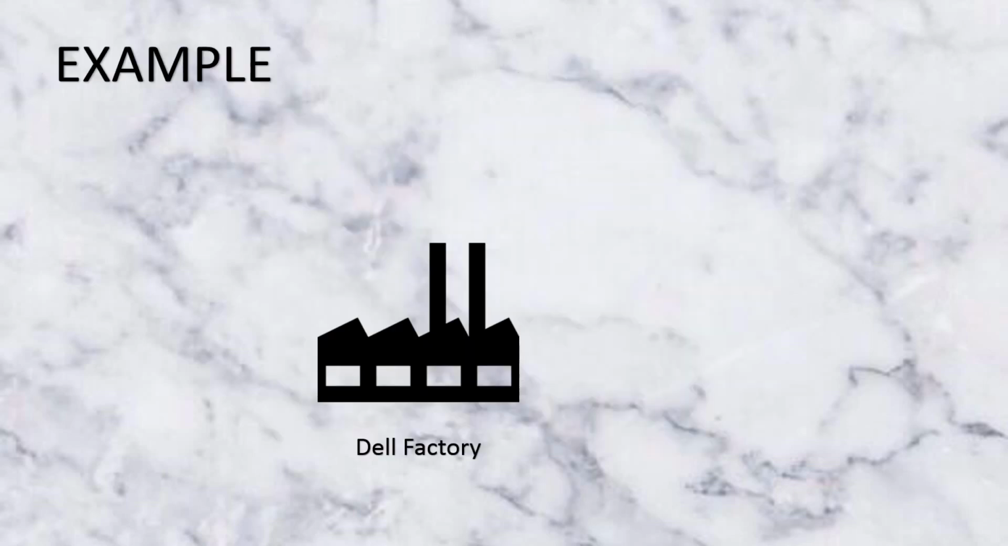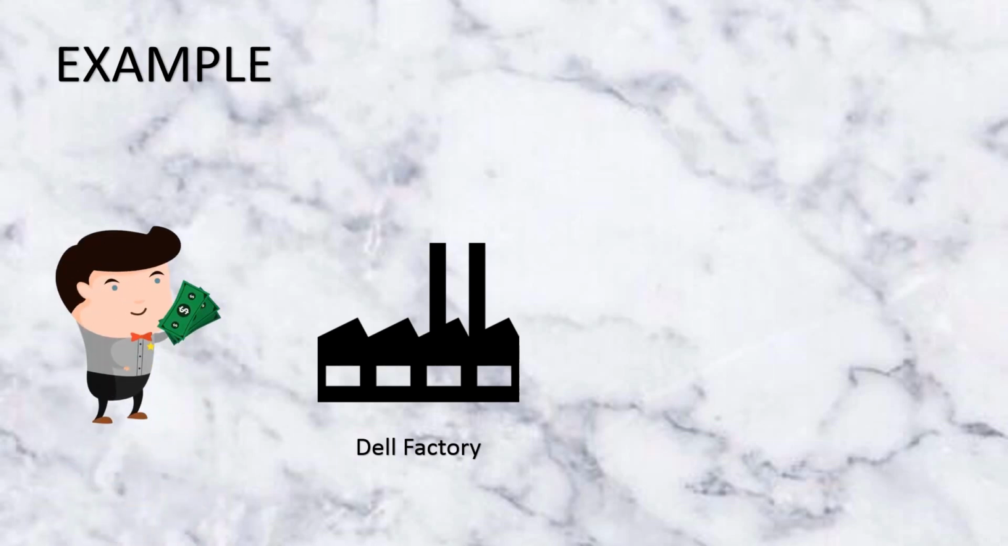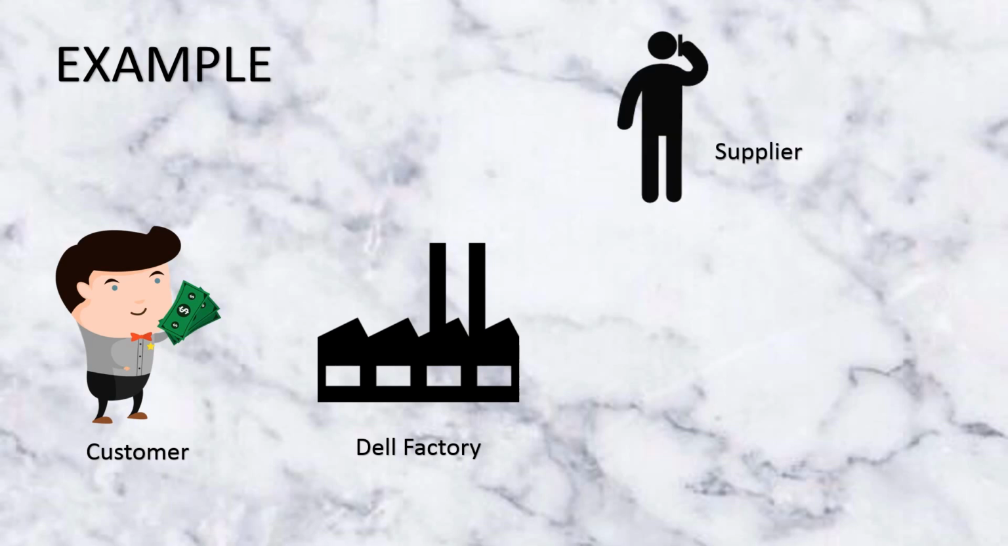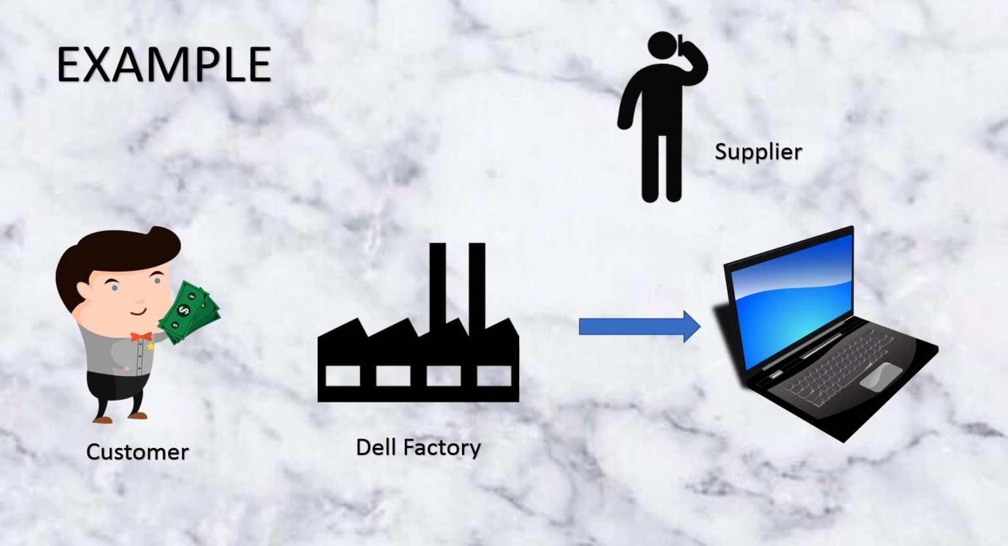So for example, this is a Dell factory. The factory will only assemble a laptop if there is a demand from the customer. So let's say there is a customer who wanted to buy a laptop, the factory will immediately call the supplier to order all the parts needed to assemble a laptop. It will only start to assemble a laptop once the factory receives all the parts. So actually the JIT system can save a lot of holding costs as the factory does not have to hold the parts for so long.